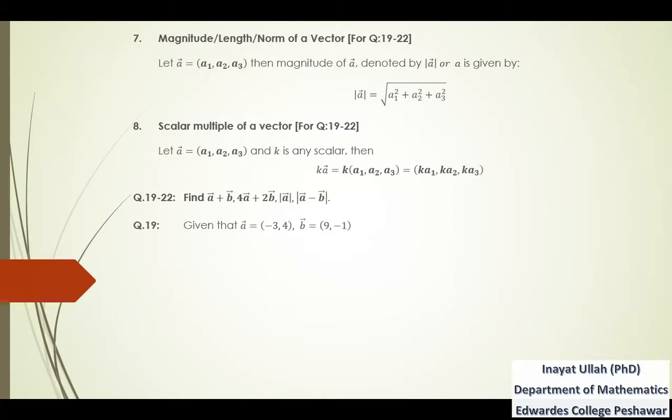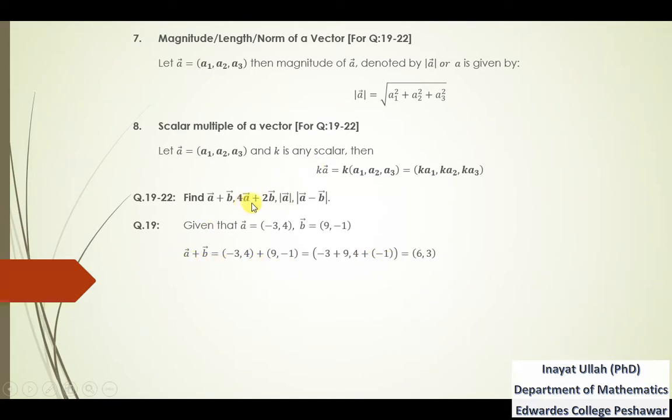We are given two 2D vectors: vector A, which is (-3, 4), and vector B, whose components are (9, -1). We are going to find A plus B, 4A plus 2B, the magnitude of vector A, and the magnitude of A minus B. First, A plus B is vector A plus vector B, which is (-3 + 9, 4 + (-1)). Minus 3 plus 9 is 6, and 4 minus 1 is 3. So that is A plus B.